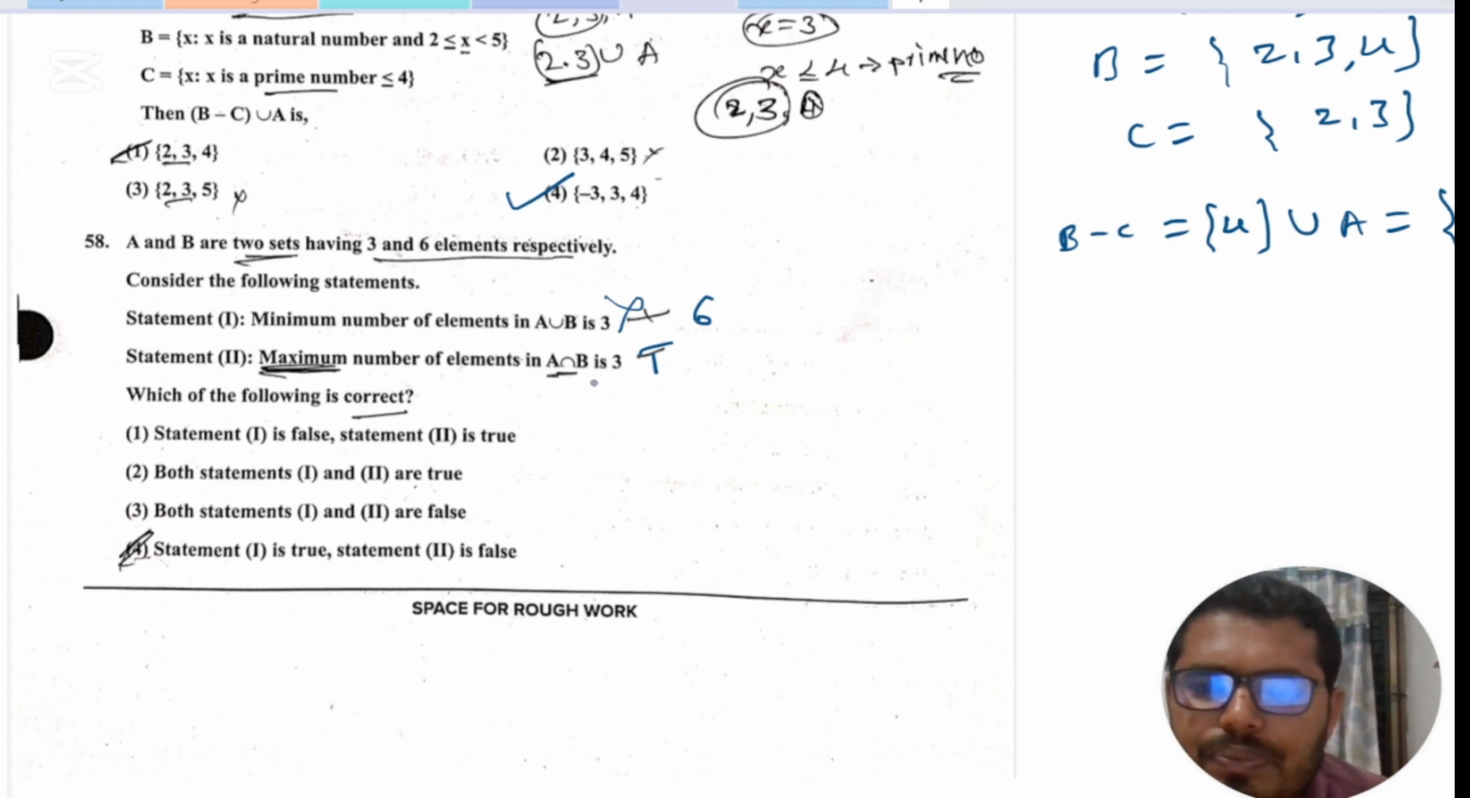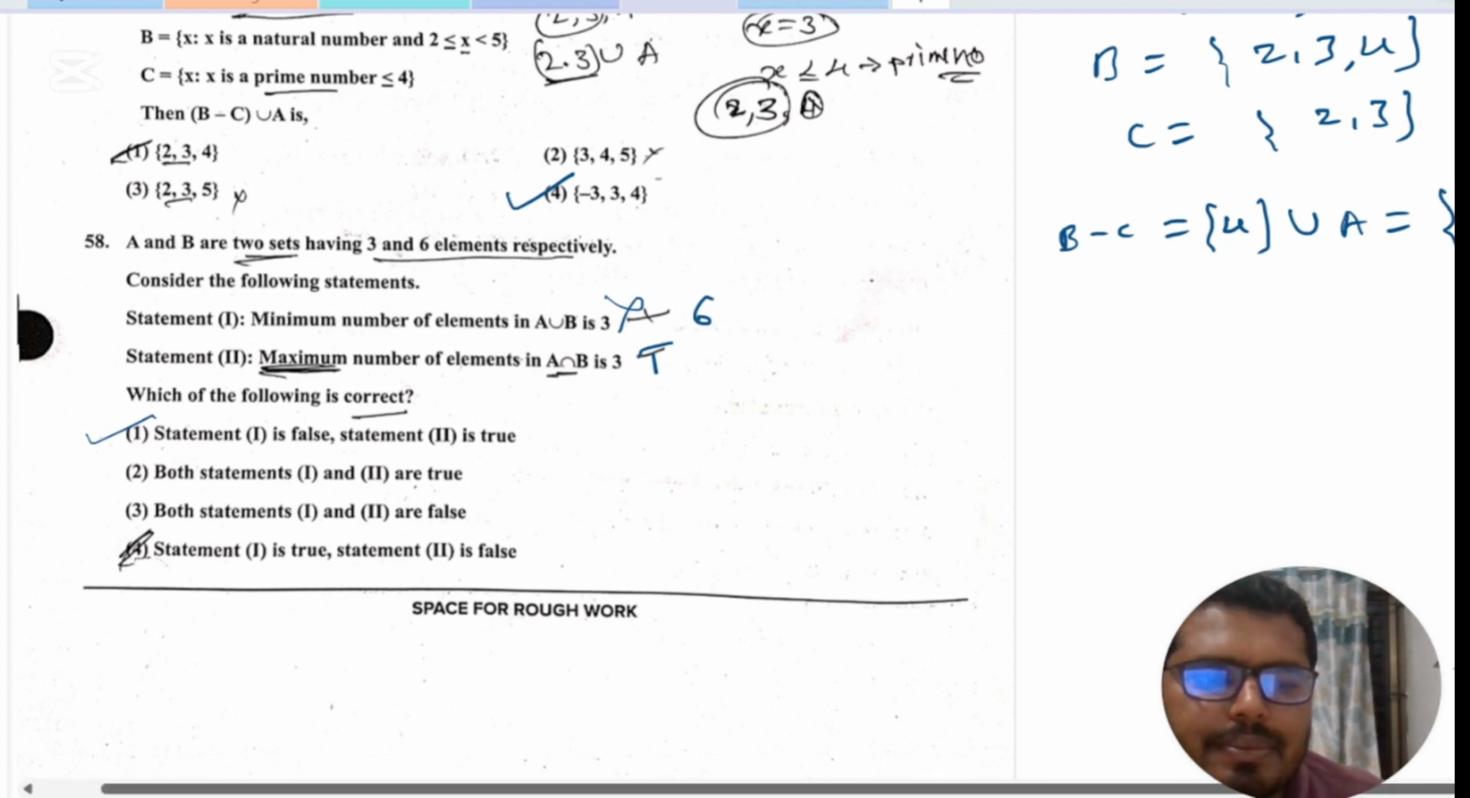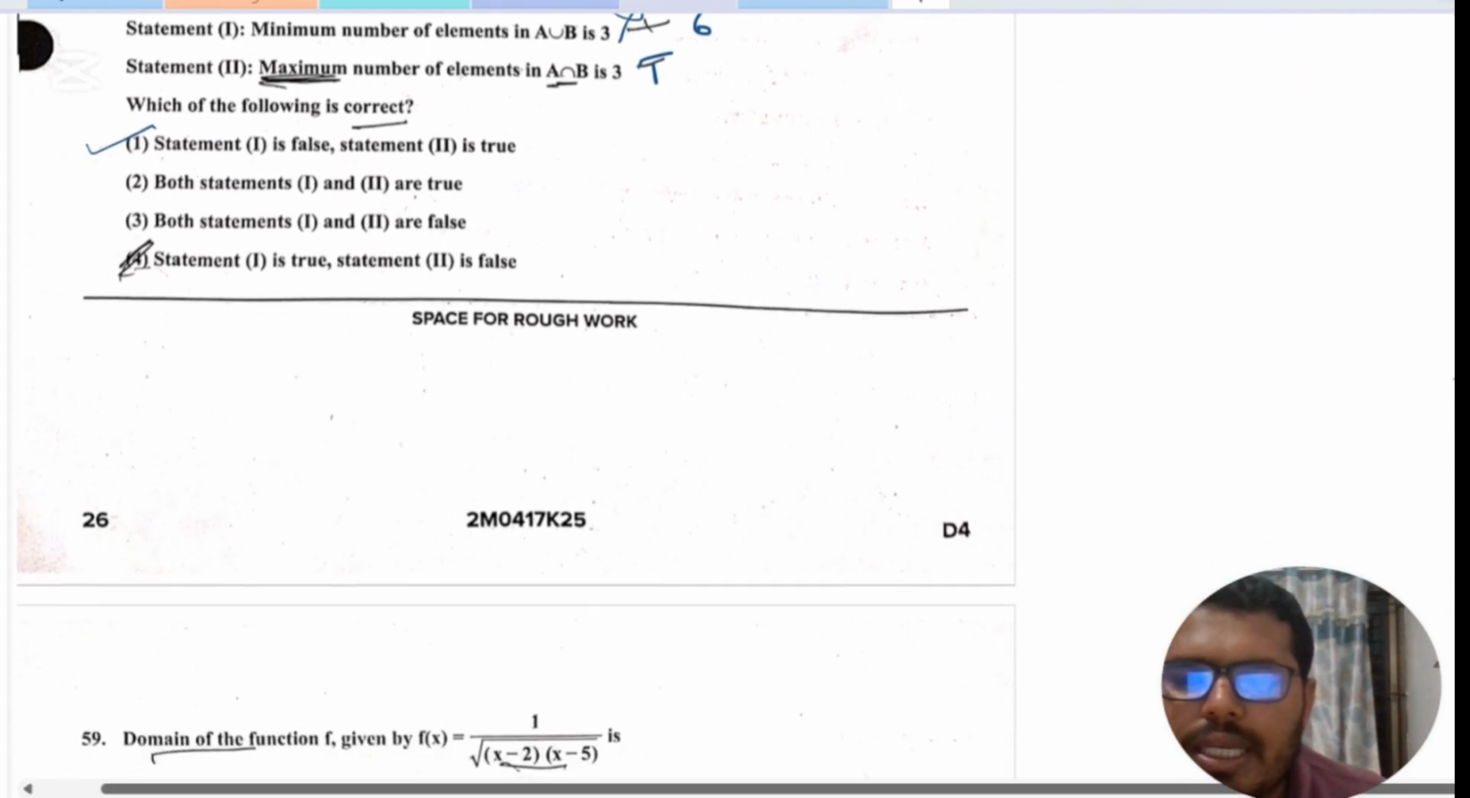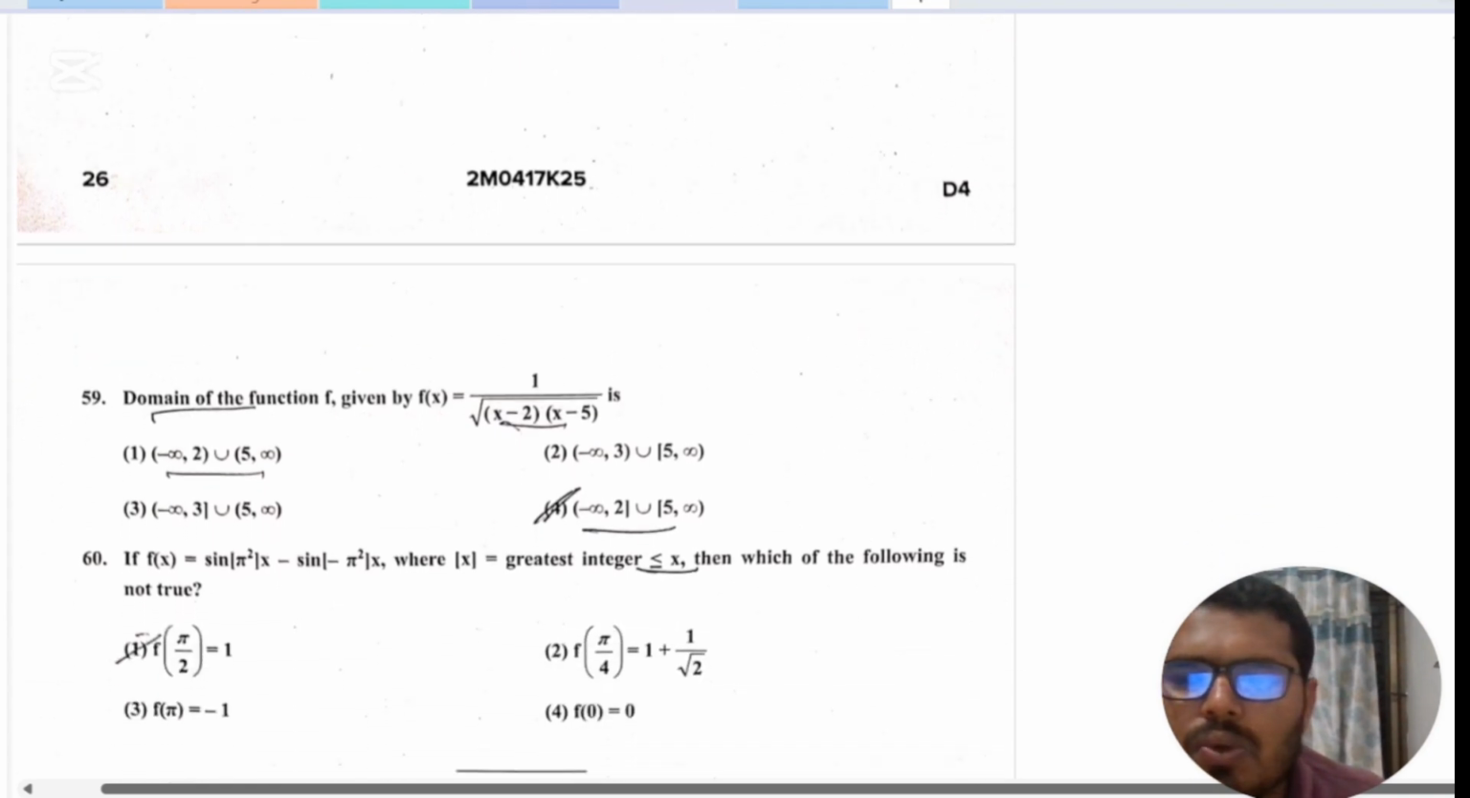Okay, in A intersection B, how many maximum elements here? It is 3. It is a true statement. So statement 1 is false, statement 2 is true. Therefore option number 1 is correct here. Next is question number 59.